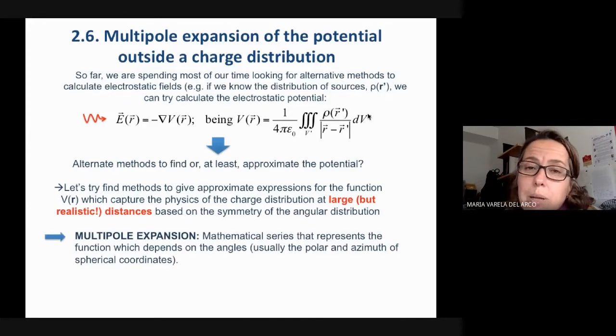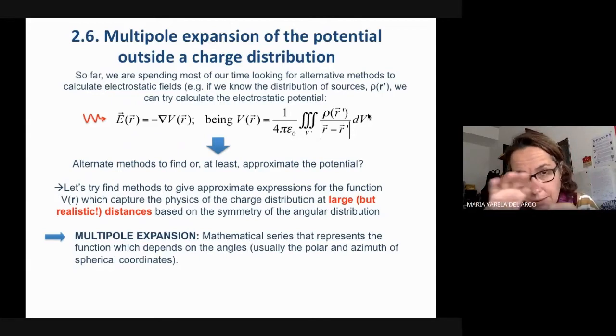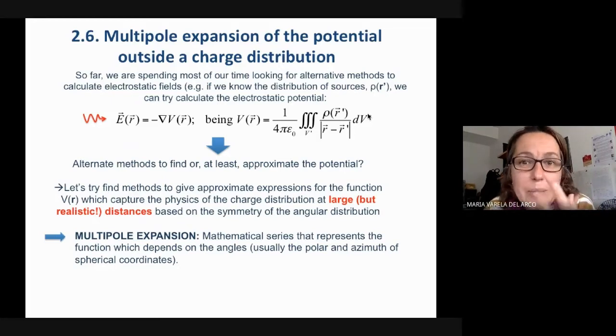So, in principle, the multipole expansion is only a mathematical series. In other words, it's a tool that tries to approach the actual value of the potential itself. And it's going to depend on the angles, the angular symmetry, the angular distribution of charge within my sources, because like I said, every term of my series is going to try to capture part of the symmetry of the shape, the morphology, if you want to call it like that, of my distribution of sources.